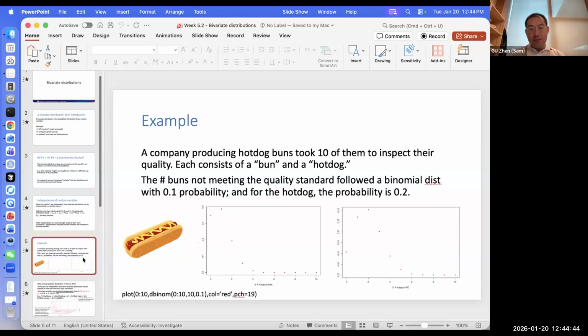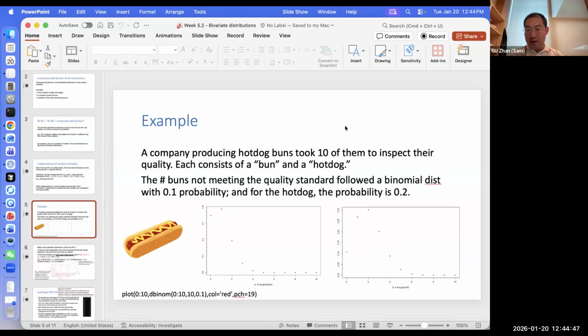Okay, so a company produced hot dogs and took 10 of them to inspect quality, each consisting of a bun and a hot dog. Later I will call the hot dog a sausage. So the bun not meeting the quality standard follows a binomial distribution with 0.1 probability, and for the sausage the defect rate is 0.2. So the sausage is more likely to have defects, and the bun is less likely. So the bivariate binomial distribution is either defect or not defect, right?